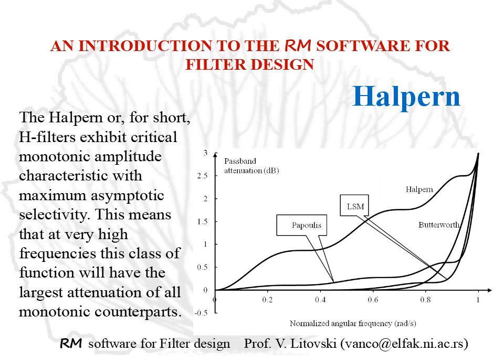The second category is the so-called Hoppin or H-filters, which exhibit monotonic amplitude characteristic with maximum asymptotic selectivity. This means that at very high frequencies, this class of function will have the largest attenuation of all monotonic counterparts.